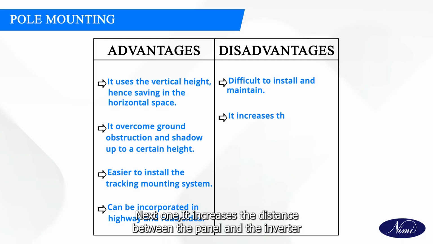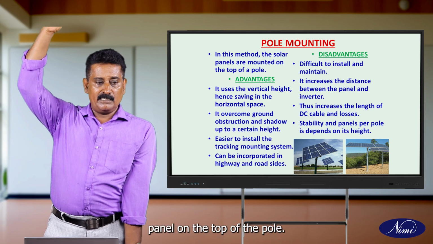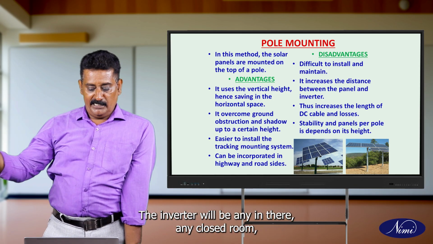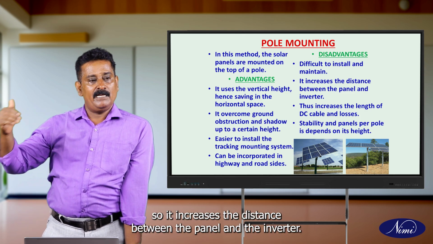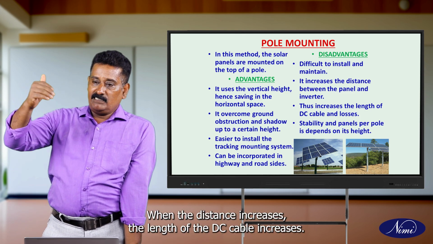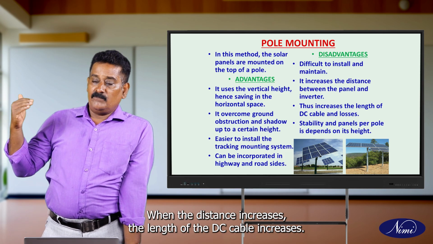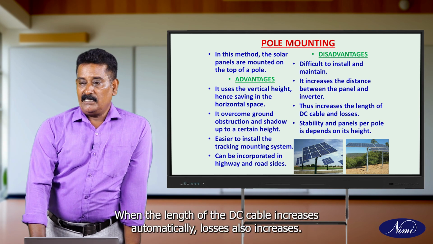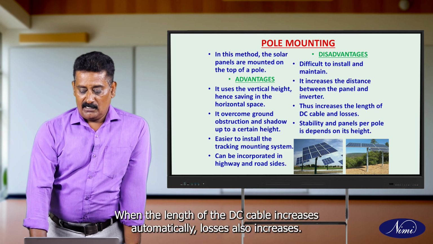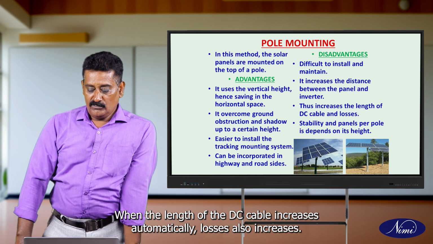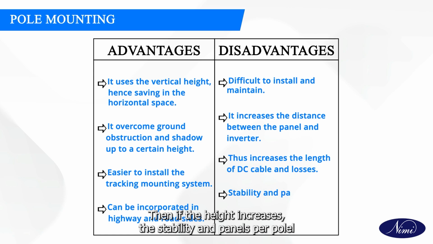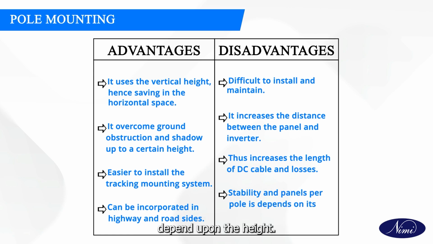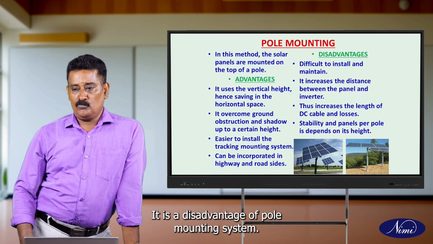Next, it increases the distance between the panel and inverter. The panel is on the top of the pole, and the inverter will be in a closed room. So, it increases the distance between the panel and inverter. When the distance increases, the length of the DC cable increases. When the length of the DC cable increases, automatically the losses also increase. Then, if the height increases, the stability and the number of panels per pole depend upon the height. It is a disadvantage of the pole mounting system.